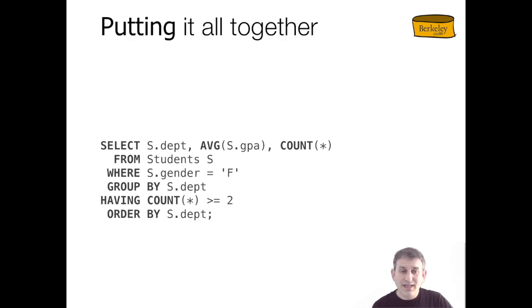Okay? Now we're going to take the students, and in the group by clause, what we're saying is we want to group them by department. So I want female students grouped by department. I only want to look at those groups in the having clause that have 2 or more tuples. Okay? And then for groups that have 2 or more tuples that are for female gender, I want to compute the average GPA, the count of students that are female, and the name of the department. And I want to order the output by the department name.